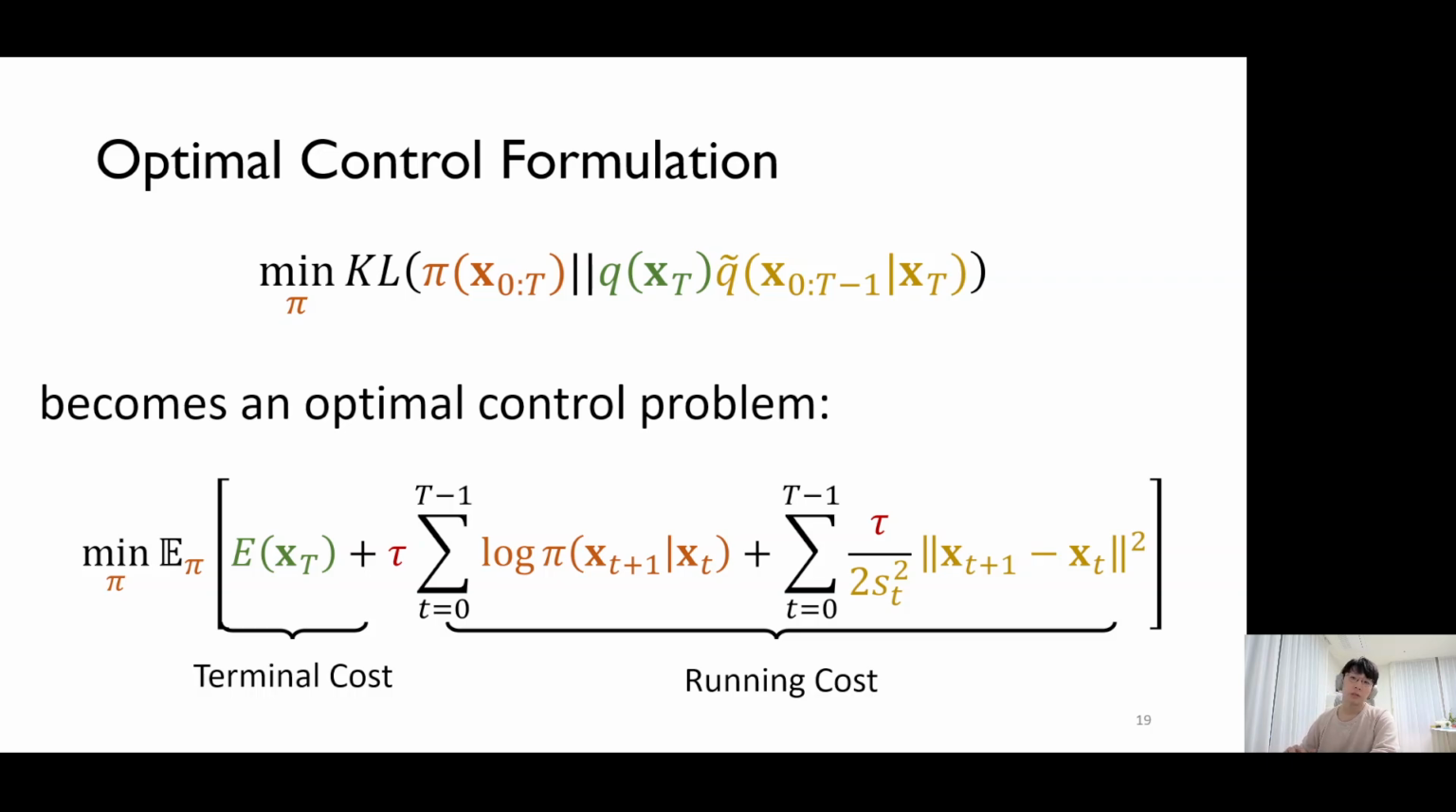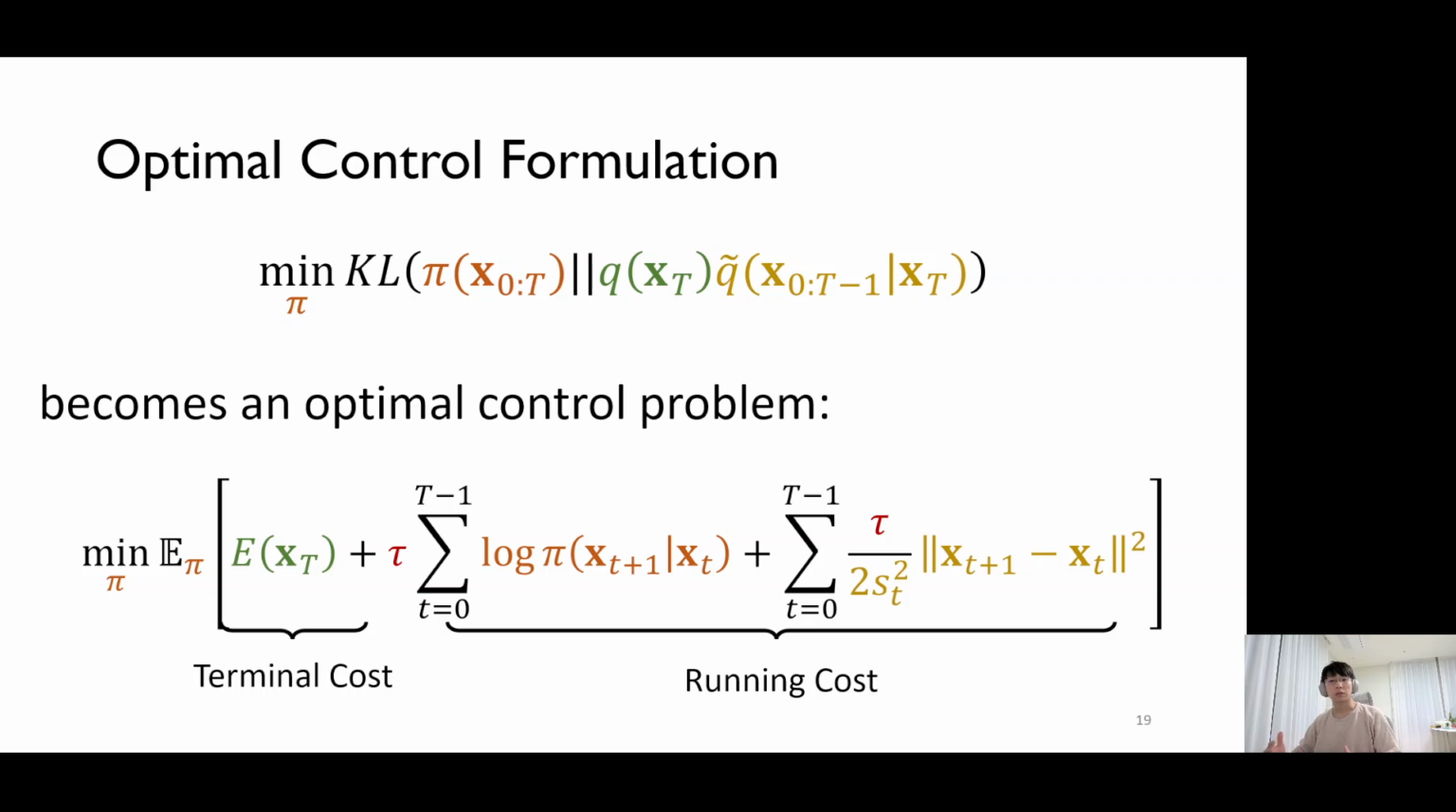When we expand this upper bound, we get an expression that is exactly an optimal control problem. Here, the energy is the terminal cost, and the other terms work as the running cost. Tau is a temperature parameter, which governs the balance between the terminal cost and the running cost.